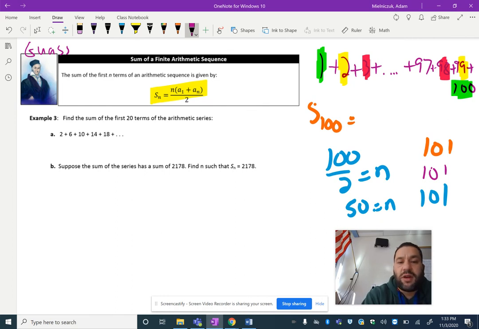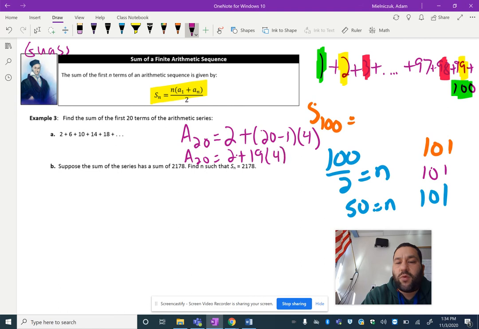Well, the first thing we need to know is what's a sub 20? Well, a sub 20 is going to equal your first term plus the number of terms you have minus 1 times your common difference, which here is 4. We just learned that in the problem before. So we could say a sub 20 is equal to 2 plus 19 times 4. Let's see, 19 times 4 is what? 76, plus 2 would give us 78. So we found our last term.